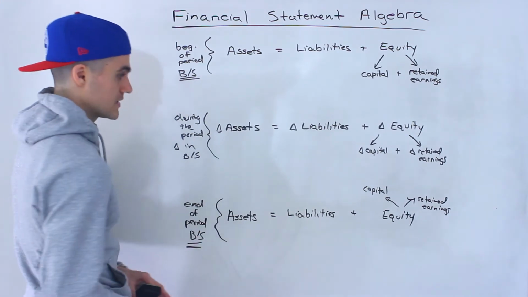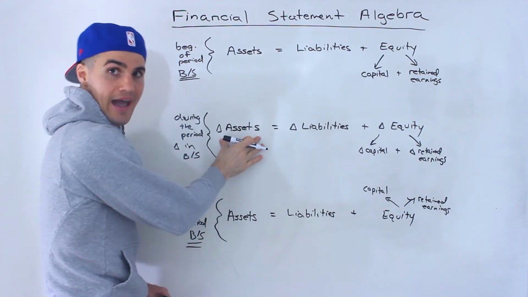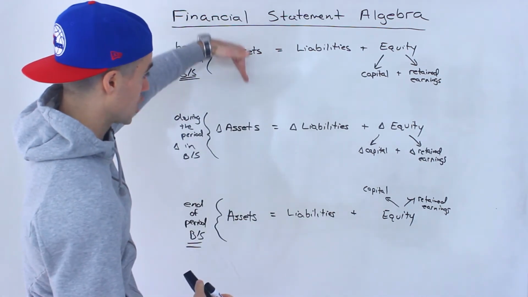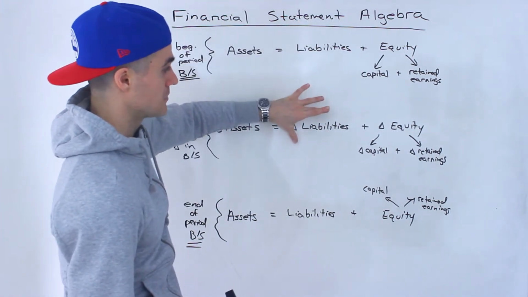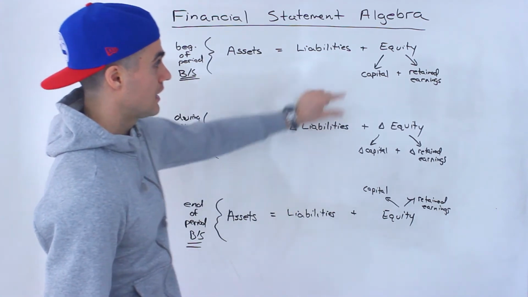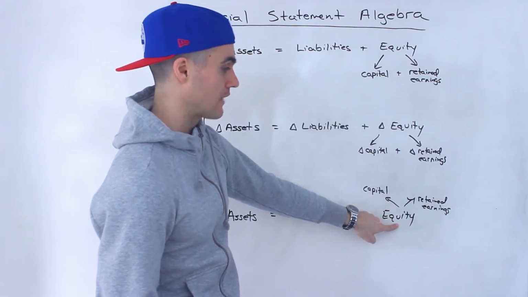So what happens is we're going to have beginning assets, there's going to be change in assets, and then we're going to end up with ending assets, right? So this column here flows together. We're going to have liabilities, there's going to be a change in liabilities, and we're going to end up with our ending liabilities. And then we're going to have equity, we're going to have a change in equity, and then we're going to end up with our ending equity.